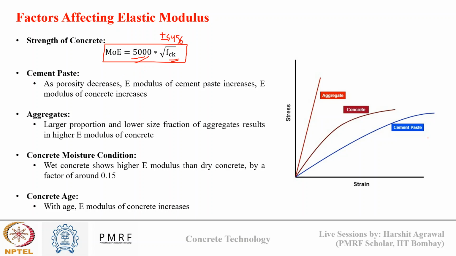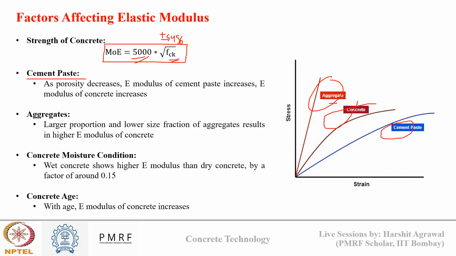Now, in the figure, one can see aggregates are stiffer and have a higher MOE value, while paste has a comparatively lower MOE value, and concrete lies in between. So the proportion of my aggregate and the cement paste will also affect the MOE value.